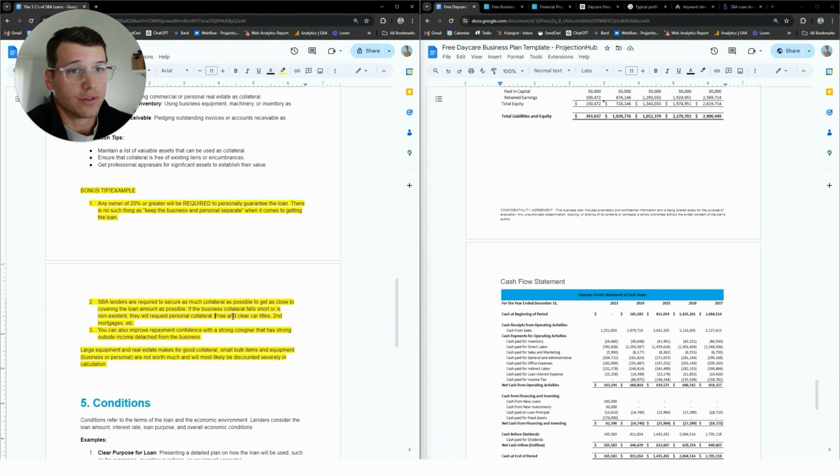If you own a personal residence, a second mortgage on your house can be used. Now, obviously, these are uncomfortable things and nobody really wants to do those things. And so, tread lightly and know beforehand what you're willing to pledge and what you're not. And if that's going to be a deal breaker for the loan, just be prepared to walk away from that.